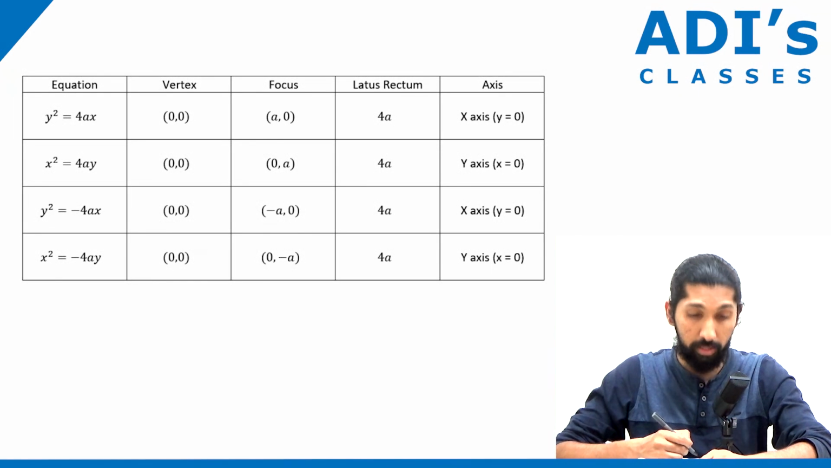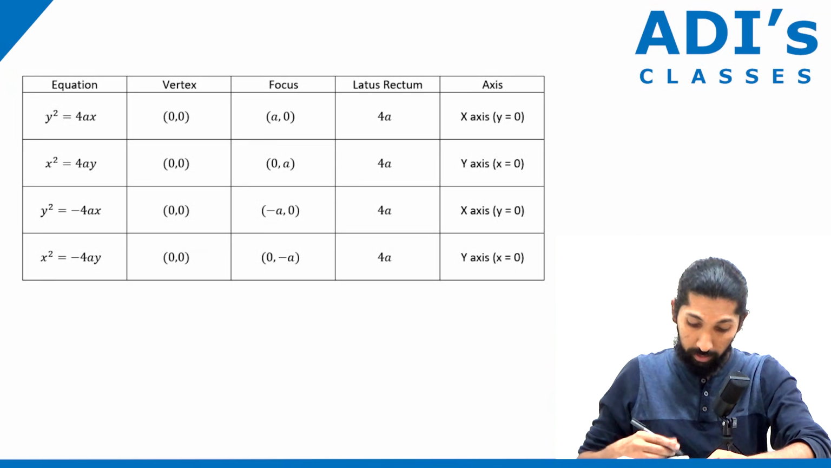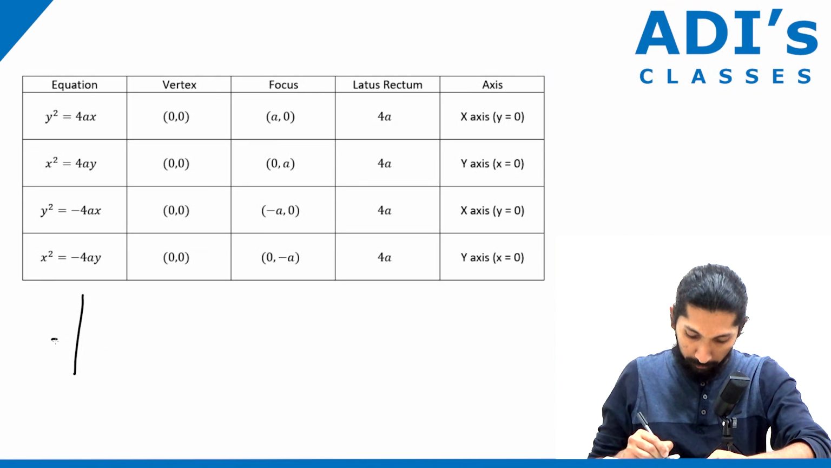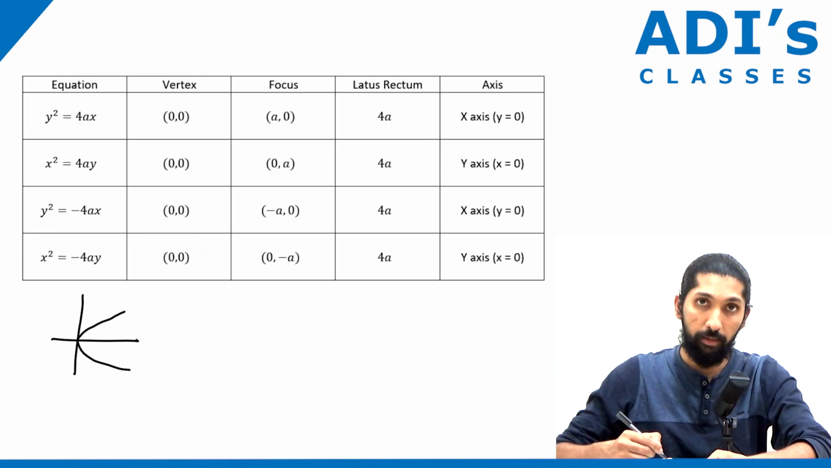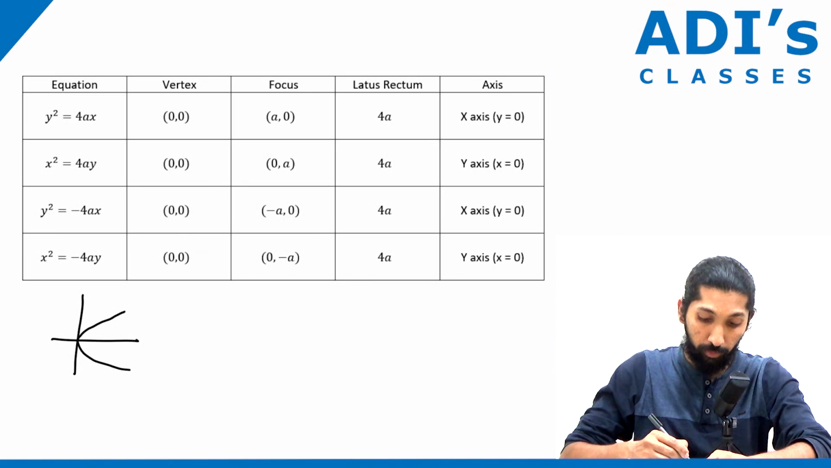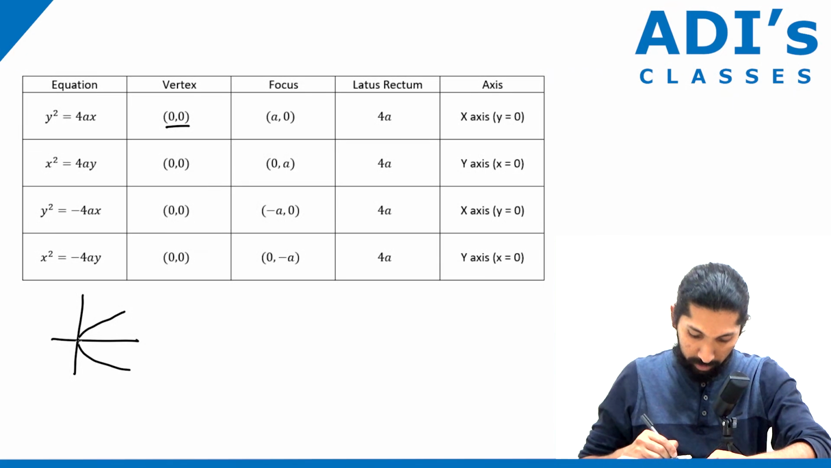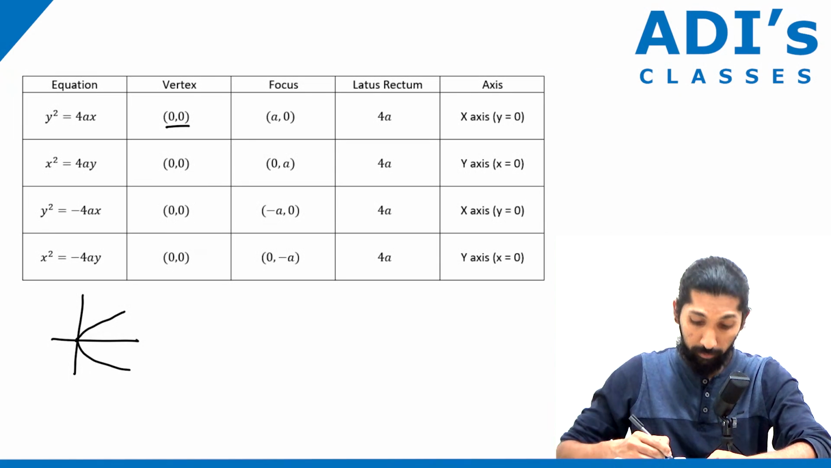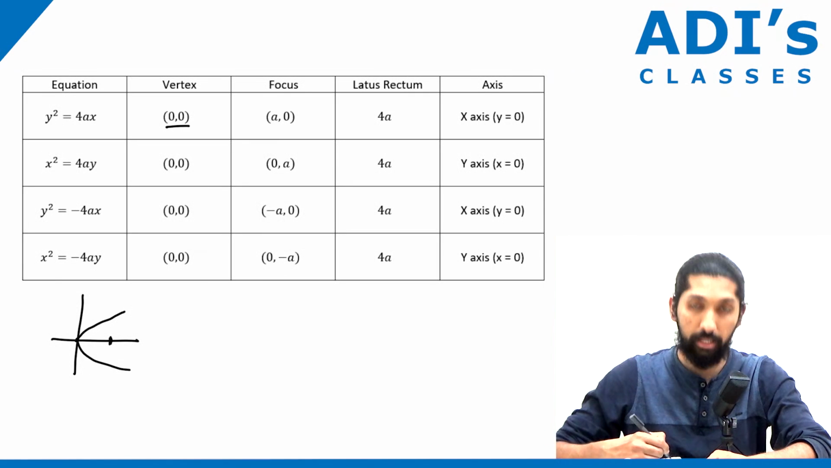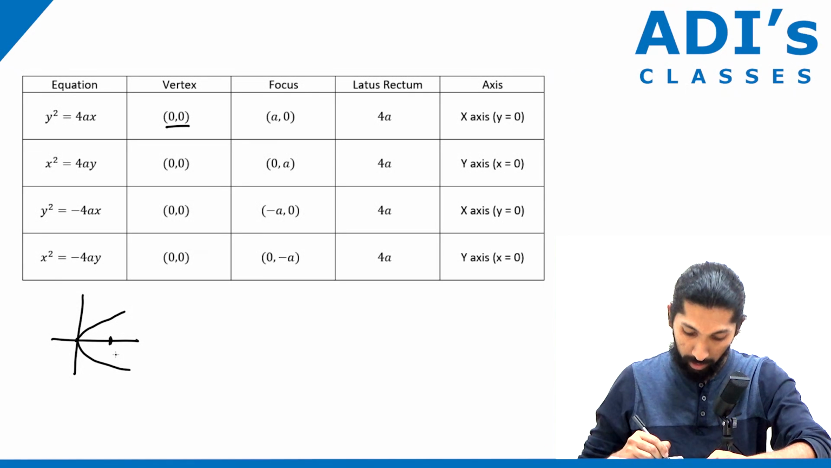If the equation is y square is equal to 4ax, then the graph, see the graph is going to be like this. Side opening graph, isn't it? So for side opening, vertex is 0, comma 0, which is basically the origin, 0, comma 0. Then we have the focus, the point on the x-axis, which was a, comma 0.